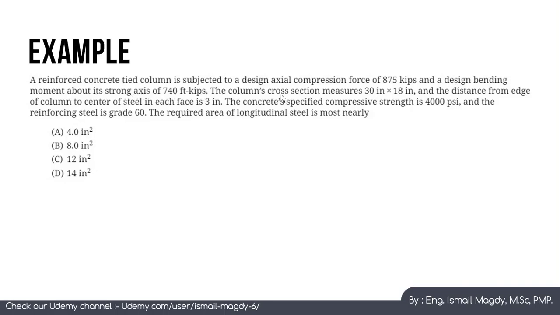The column's cross section measures 30 inches multiplied by 18 inches, and the distance from the edge of the column to the center of the steel in each face is 3 inches. The concrete specified compressive strength is 4000 psi and the reinforcing steel is grade 60. The required area of longitudinal steel is most nearly.